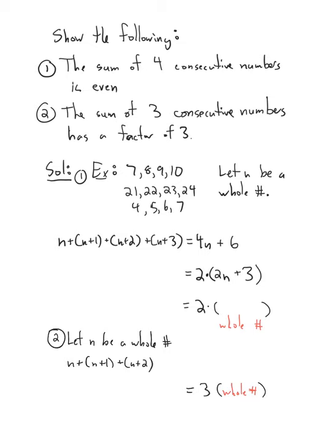Okay, so let's do the same thing here. Let's combine our like terms. n plus n plus n is 3n, and 1 plus 2 is 3. And again, I'm looking to write this as 3 times some whole number. So I should be able to factor out a 3 at some point, and it's pretty immediate here. So I have 3n plus 3. They both obviously have a factor of 3. So I can write this as 3 times (n plus 1), which is 3 times a whole number. A whole number plus 1 still gives me a whole number. So the sum of 3 consecutive numbers does indeed have a factor of 3.